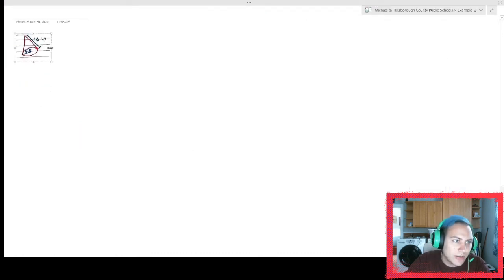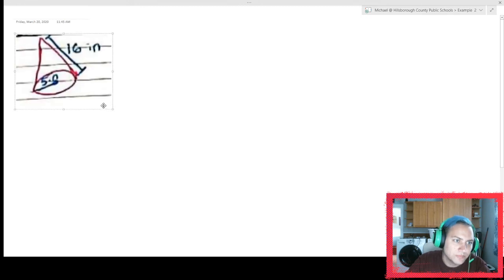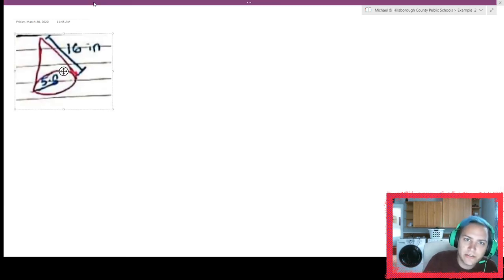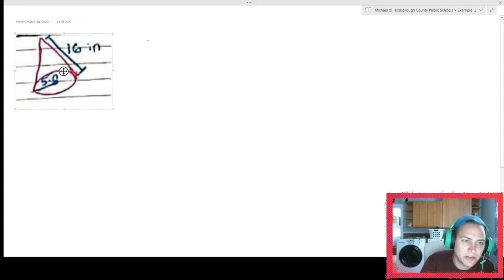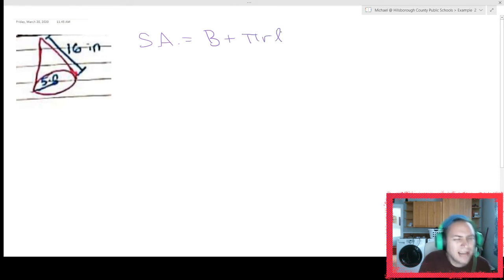So example 2 asked us to find the surface area of this cone. Surface area of a cone, in case you don't remember the formula off the top of your head, since we just learned it, surface area equals area of the base plus pi RL. Pi RL just sounds like a fancy thing, right? It's easy to remember.